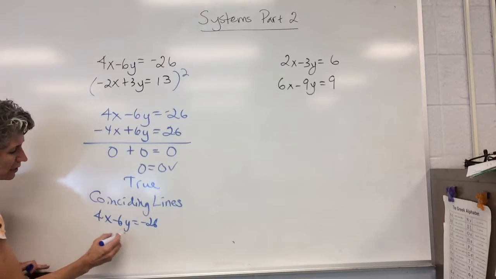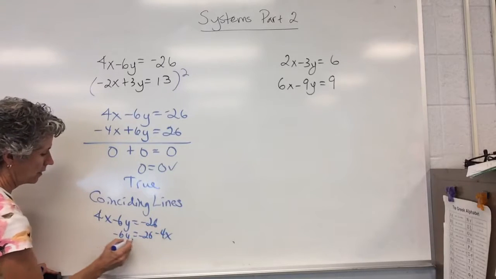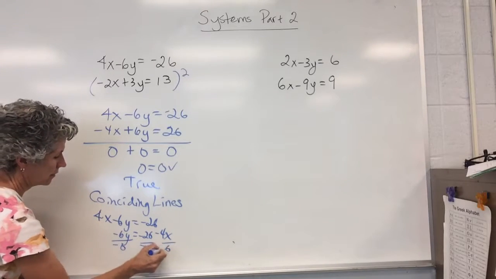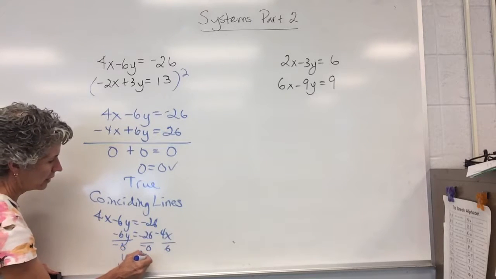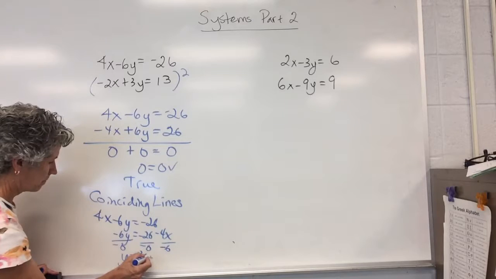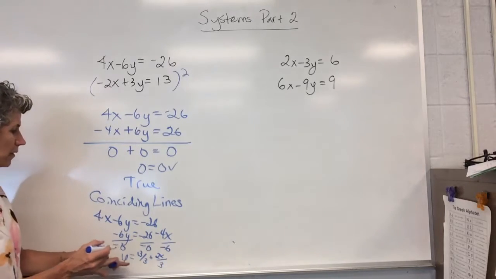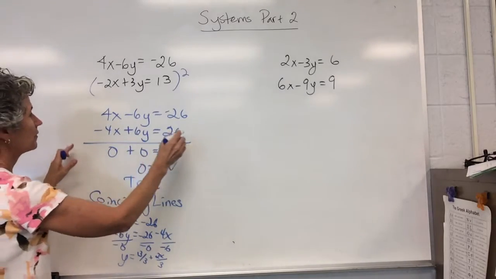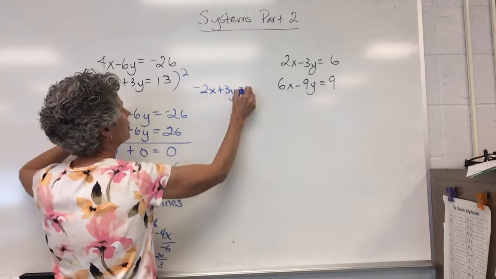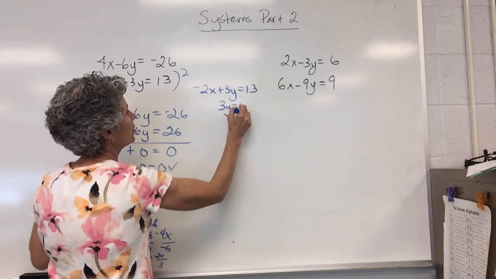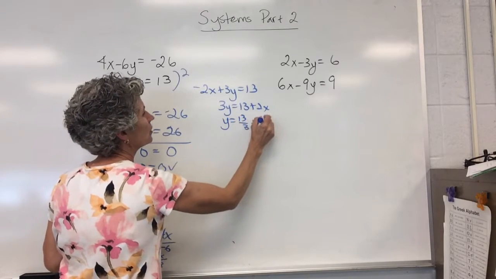And you'll see if you look at those two, 4x minus 6y is negative 26. If I solve this for y, change it into slope-intercept form, divide by negative 6. So I get y equals, I can write that as 13 over 3 plus 2x over 3. Okay, and then if I took the second equation and solved it, this negative 2x plus 3y equals 13, 3y would be 13 plus 2x, 13 over 3 plus 2x over 3.